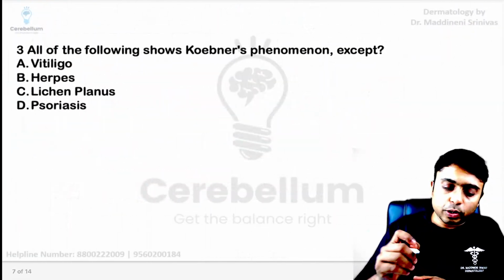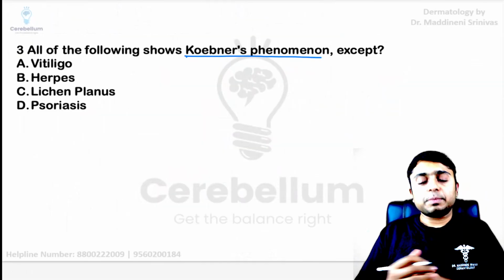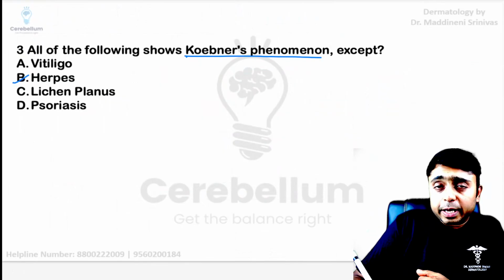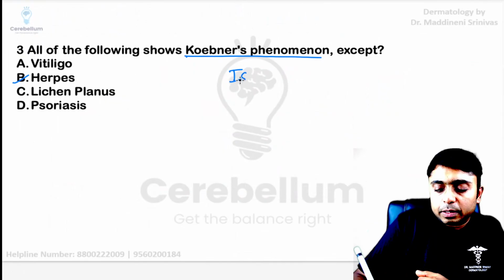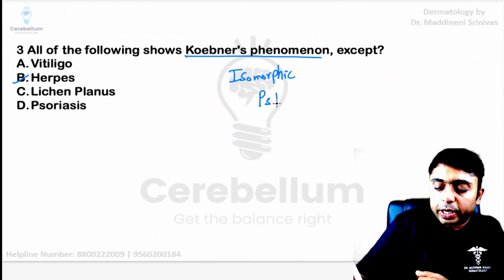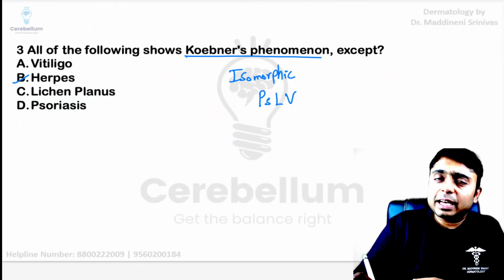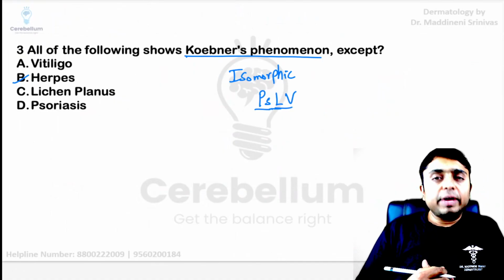The answer is chloasma. Which of all the following shows Koebner's phenomenon except? So the answer is herpes. And I hope you all do remember Koebner's phenomenon is also called Koebner's isomorphic phenomenon, and the examples for this you can easily remember with the help of this mnemonic, PSLV, which is Polar Satellite Launching Vehicle in terms of space shuttles, but for us, PS is psoriasis, L is lichen planus, and V is vitiligo.